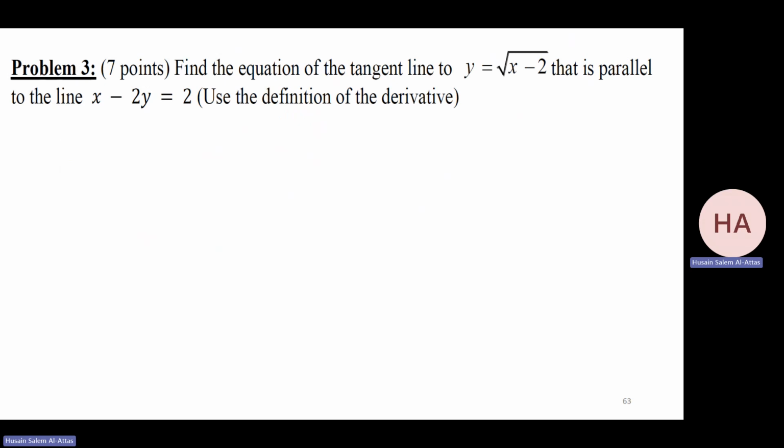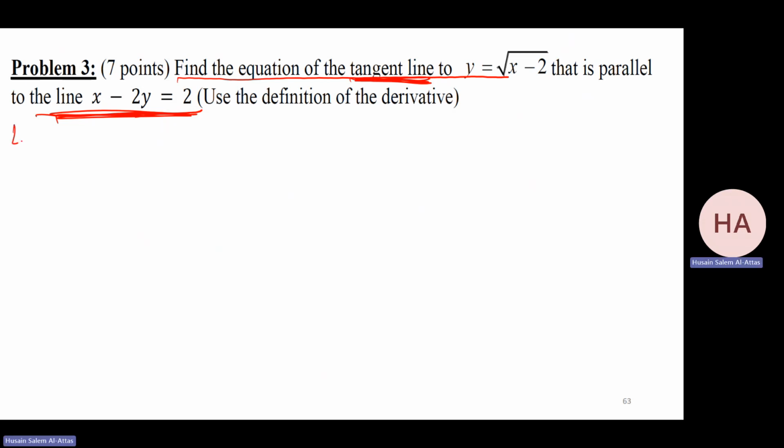Find the equation. I did this. Okay. Find the equation of the tangent line that is parallel to this line. Parallel where? Okay. I need to find the equation of the tangent line. What do I know about this tangent line? I know it's tangent to this function, and it's parallel to this line.